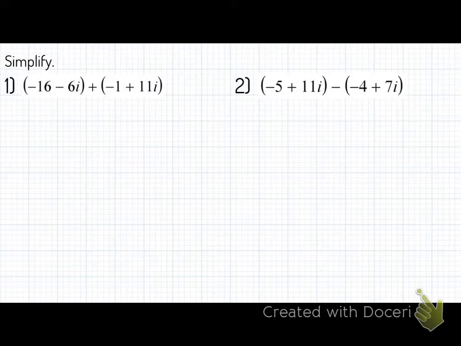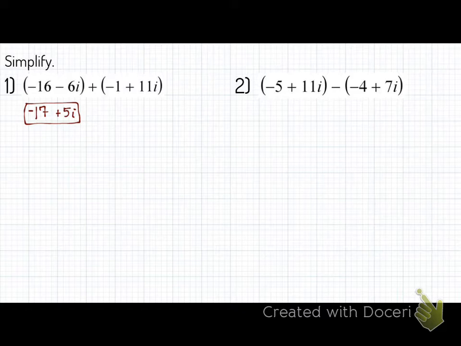You can see that these two numbers being added together are both complex numbers. So remember, a complex number has a real part, so this is a real part, right? And then it has the imaginary part. Okay, so here we go. I'm going to add. So we got negative 16 plus negative 1, which is negative 17. Okay, we got negative 6i plus positive 11i is positive 5i. And that's it. That's number 1.